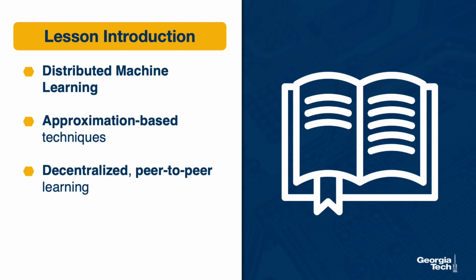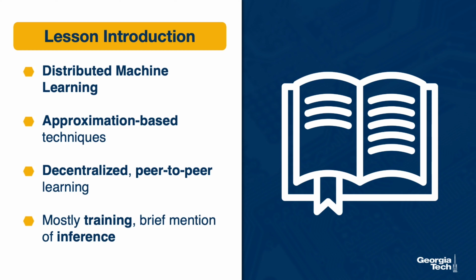We will contrast dominant centralized approaches with decentralized and collaborative peer-to-peer approaches using the Cartel system as an example. And most of our discussions will be in the context of the training process of ML, but we will include a brief mention of some solutions targeting also machine learning inference.